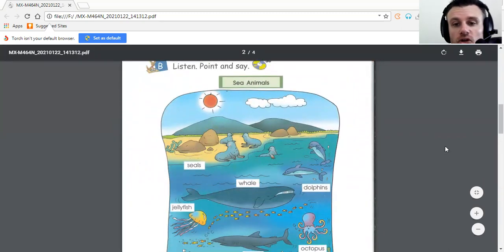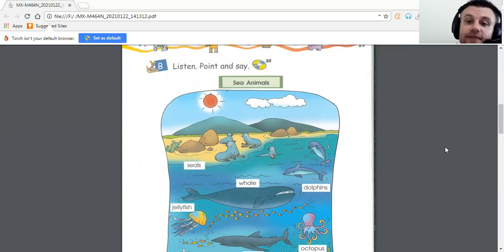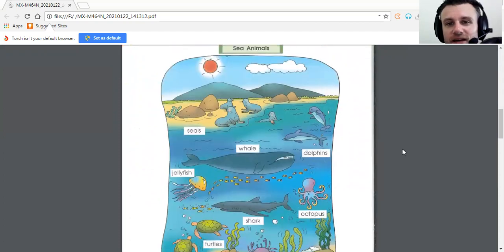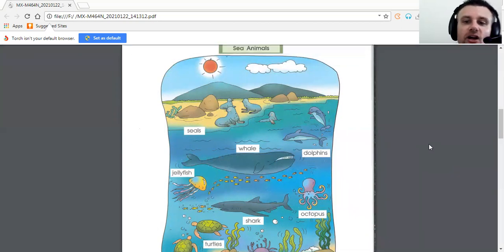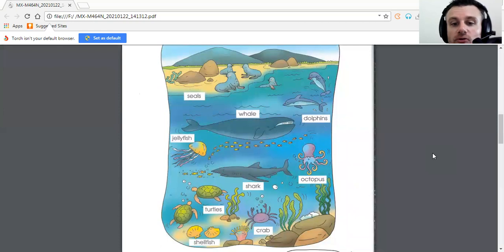Number two. We were with the wild animals. Now let's talk about the sea animals. You see the difference, of course. We have pictures of the sea, and inside we have species of sea animals. I will read, you repeat just after me. Seals, whale, dolphins, jellyfish, shark, octopus, turtles, crab, shellfish. Repeat that two times and after we will check the sentences.